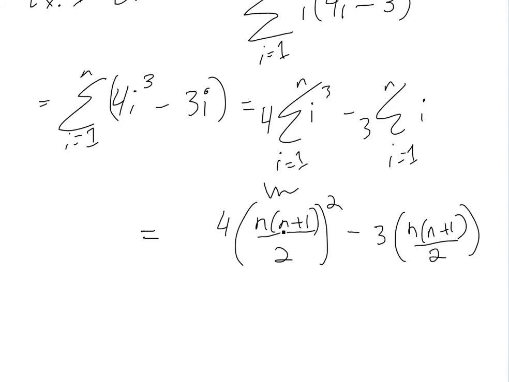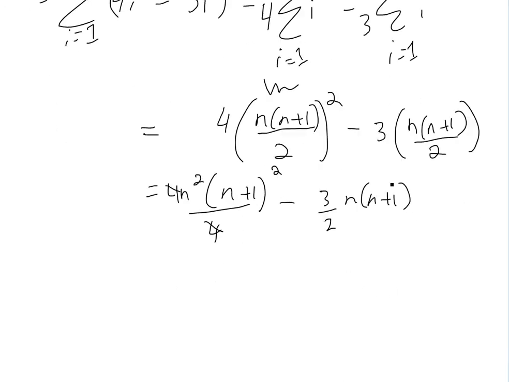Or first we could simplify this out. This is just going to equal n squared times (n plus 1) squared divided by 4. So then there's a 4 here, and there's a 4 here, this cancels, minus 3 over 2 times n times (n plus 1). And now we could take out the like terms, and in this case n times (n plus 1) is a like term, so just take it out.